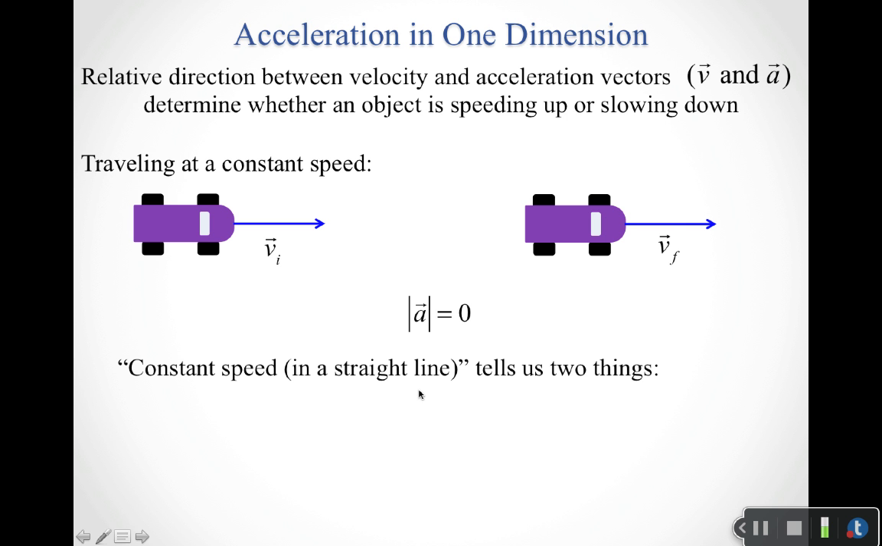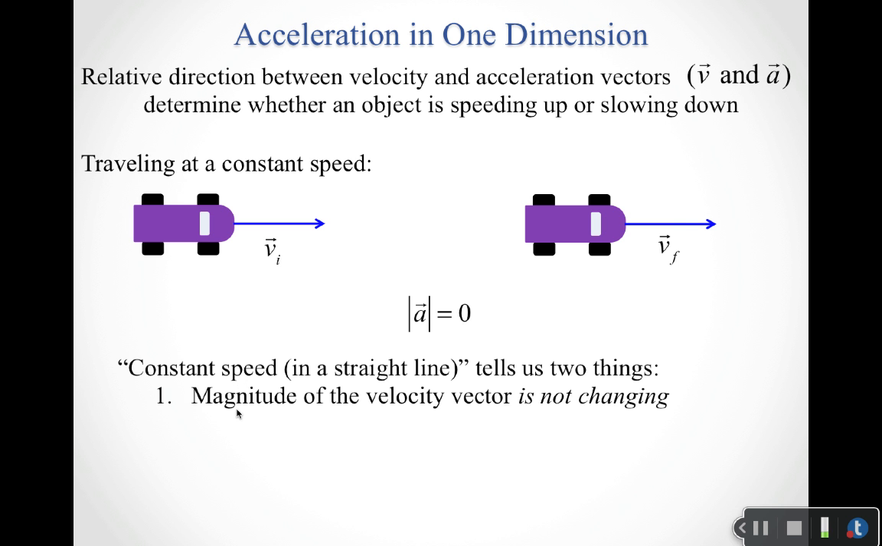So constant speed in a straight line, and this is a very important detail, in a straight line, tells us two things. One is that the magnitude of the velocity vector is not changing. That's true for anything that travels at a constant speed. But things can travel at a constant speed, say, in a circle.